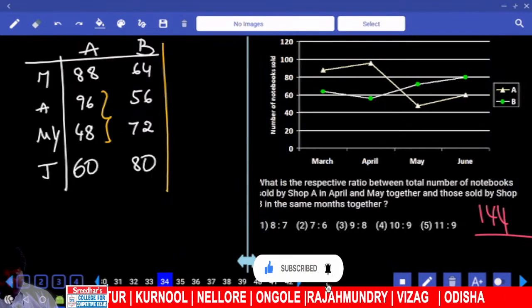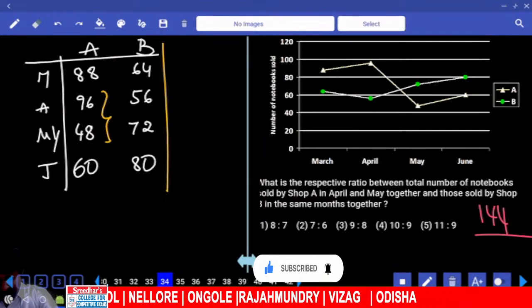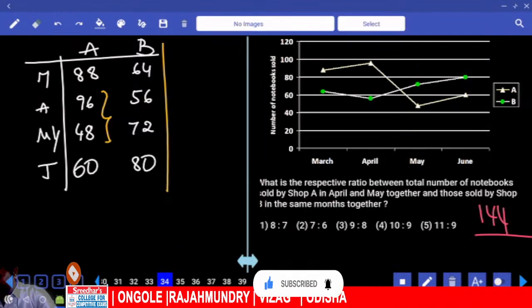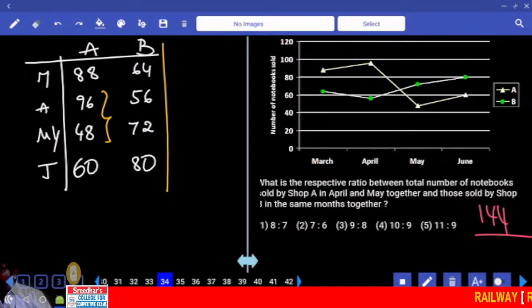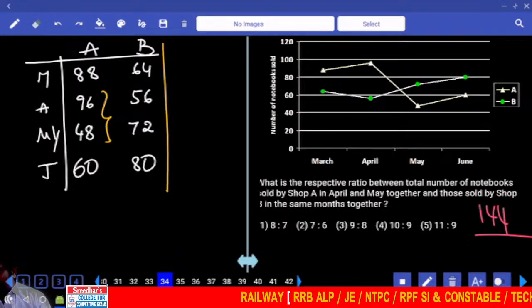First number is 144. So our answer's first number must be a factor of 144. Can it be the first option? Is 8 a factor? What is 8 times 18? 144. 8 is a factor. So the first option can be your answer.